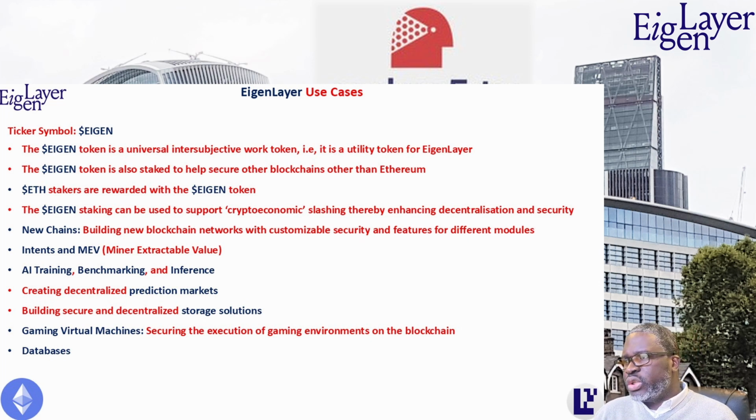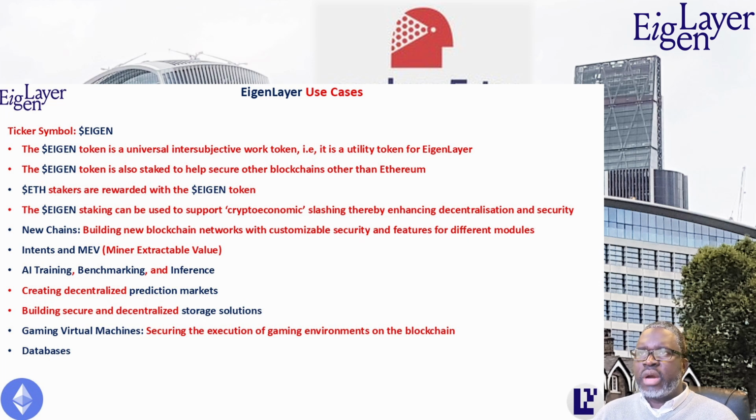With these foundational modules, one can build a plethora of new services, such as new chains, that is, building new blockchain networks with customizable security and features for different modules. Intents and miner extractable value, or MEV, where managing transaction ordering and preventing malicious activities related to MEV becomes a thing. AI training, benchmarking, and inference, ensuring the validity and security of AI models and their execution. Prediction markets, creating decentralized prediction markets. Storage services, building secure decentralized storage solutions.